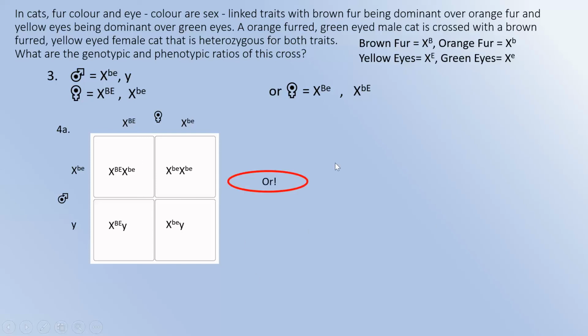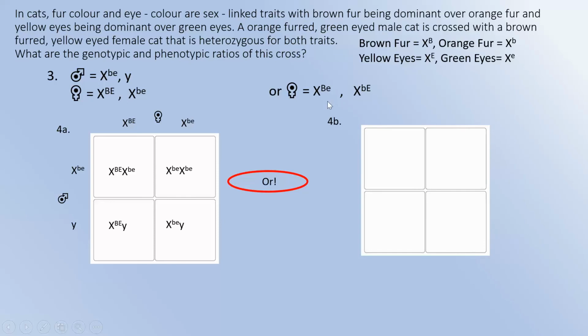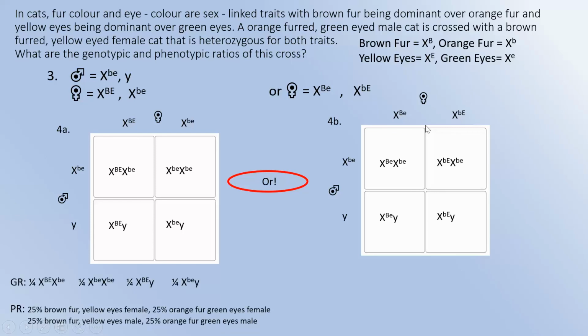So that's going to break down the exact same way, except we're going to use these different female gametes, which is going to affect the results of our cross. So here, see how we had X big B big E. Now we have X big B small e. And here we had X small b small e. Now we have X small b big E. Either way, they're heterozygous for both, but they clearly are different when it comes to making our Punnett square. So we'll just cross all these through.